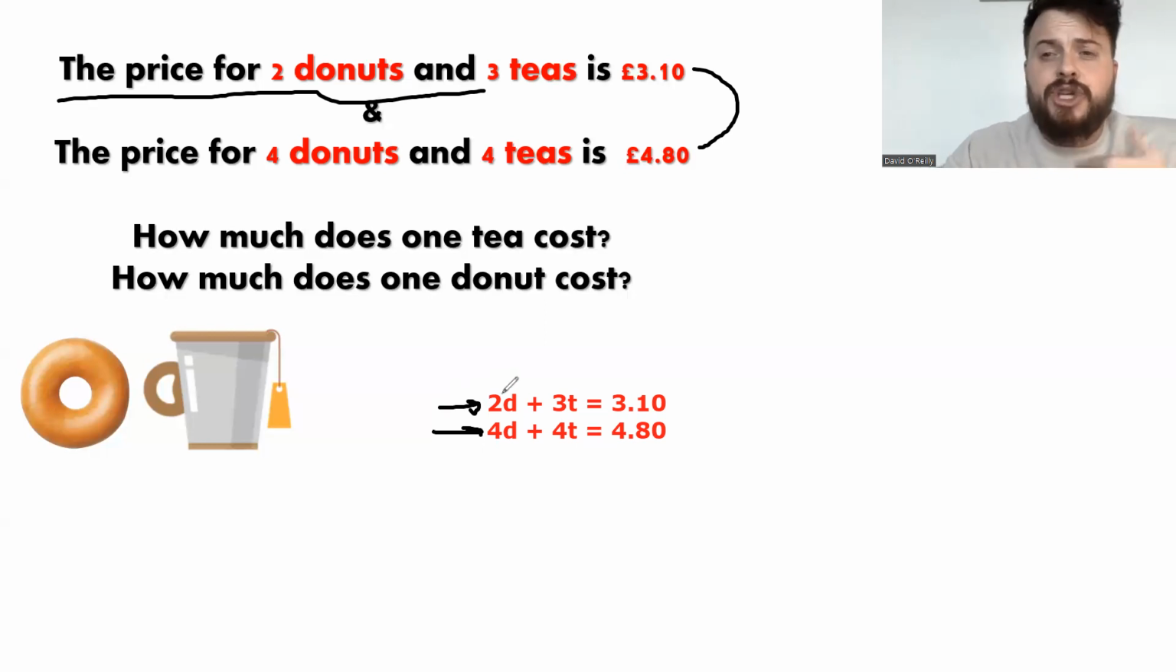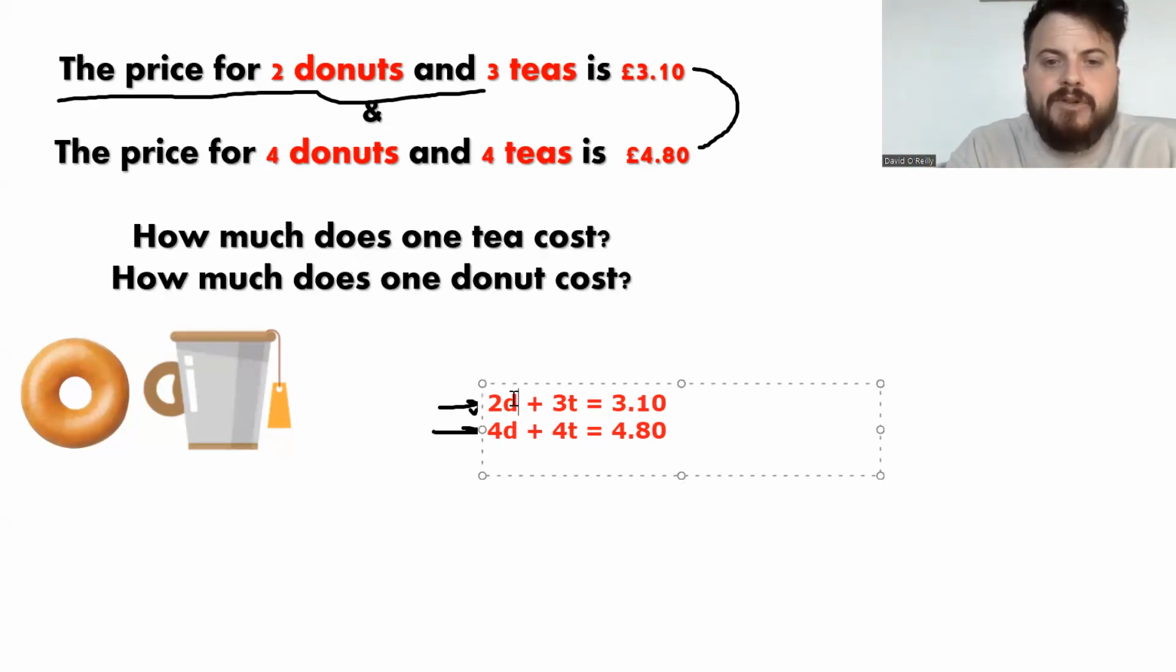So what do I need to do to 2D to make it 4D? Of course, I multiply by 2. 2 multiplied by 2 is 4. So I need to multiply it by 2, but I must multiply the entire top statement by 2. All of it must be multiplied by 2. Let's see how we do that.